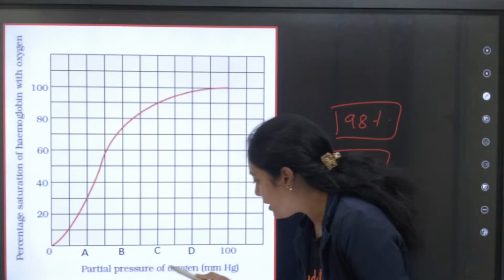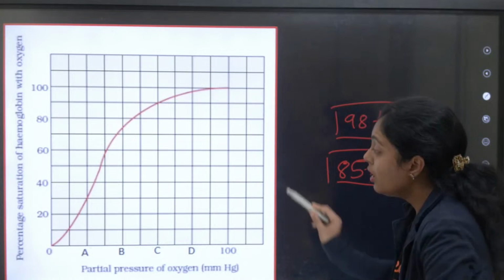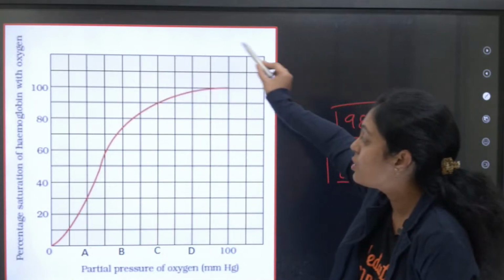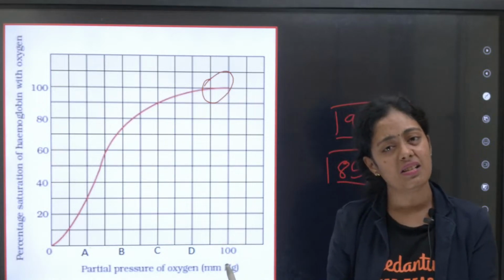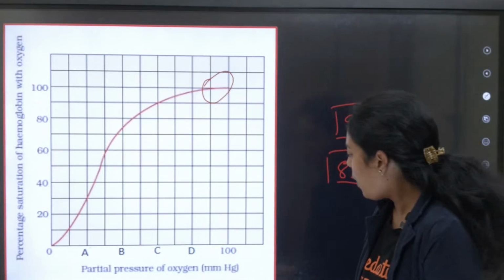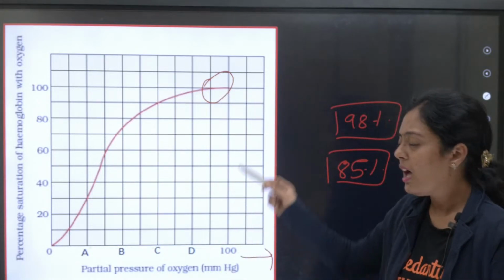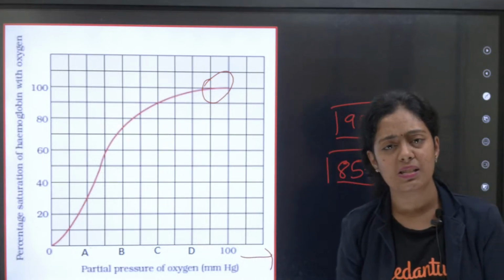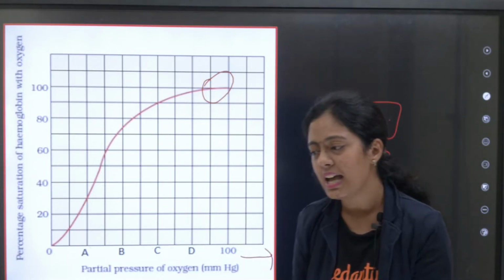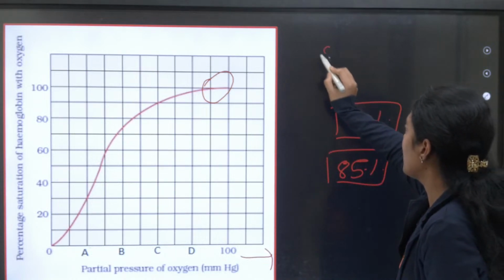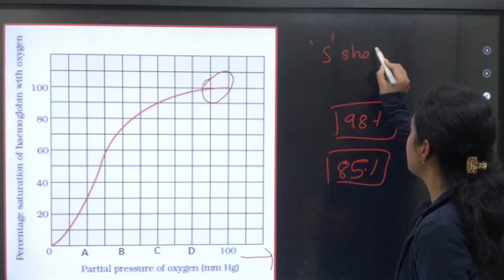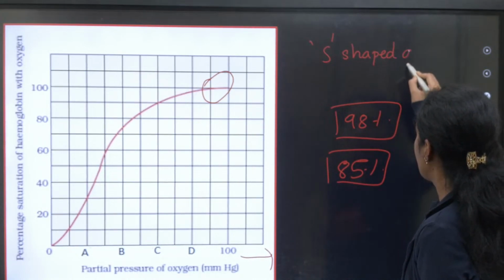Okay, what is happening? As the partial pressure of oxygen is increasing, you can also see the percentage of hemoglobin saturation is increasing. But after this, there is no increase. Can you tell me why? Though my pressure can increase, after this there is no increase. Why? A very easy point. Why does my graph not go up after this? What kind of graph is this, guys? It is an S-shaped graph.